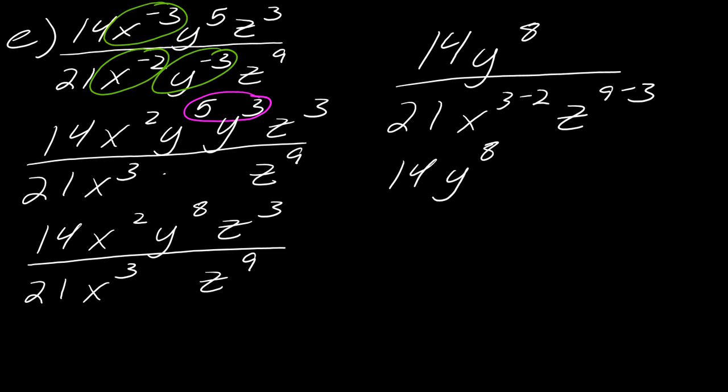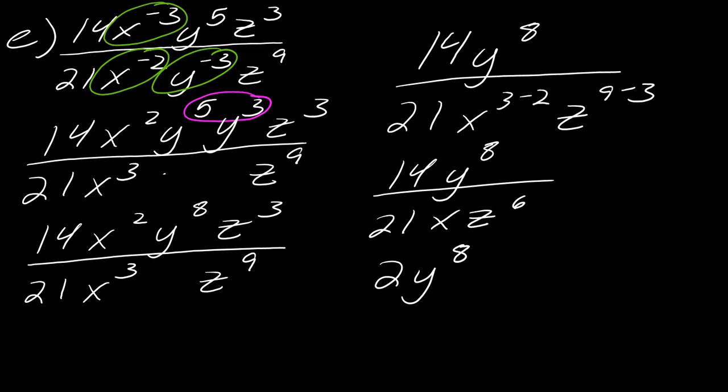So this is going to be y to the eighth, 21x, and then z to the 6th. And now I can divide the 14 and the 21 both by 7, so the final answer is 2y to the 8th over 3xz to the 6th. Now there's a couple of different orders you could have done this in. Maybe you decided to simplify the numbers first, and that's fine, but this would be the final answer that you should have gotten to.